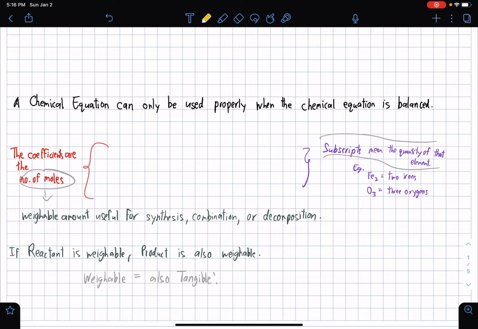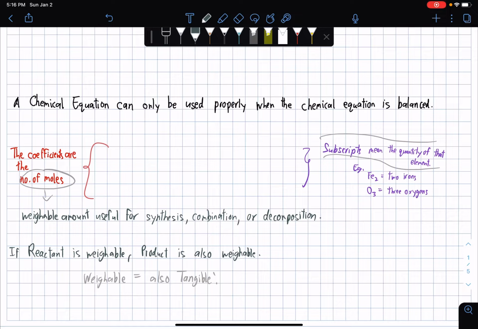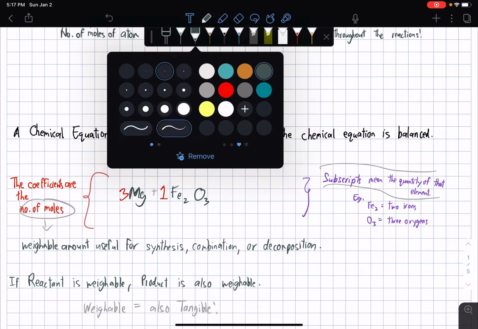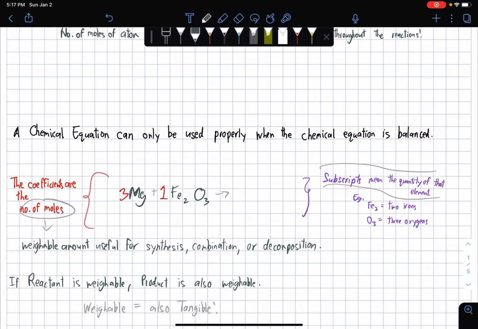So let's write. Suppose we have this example: 3 Mg plus 1 Fe sub 2 O sub 3, then we place our arrow to the right, then 2 Fe, then plus 3 Mg O. So there.